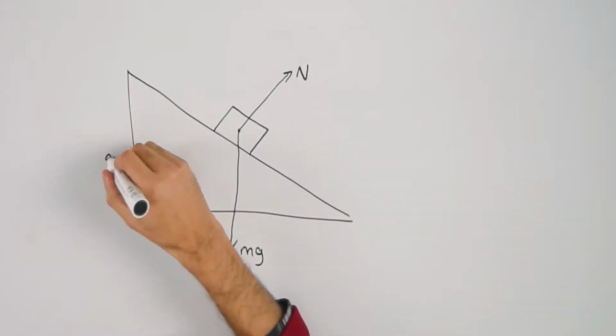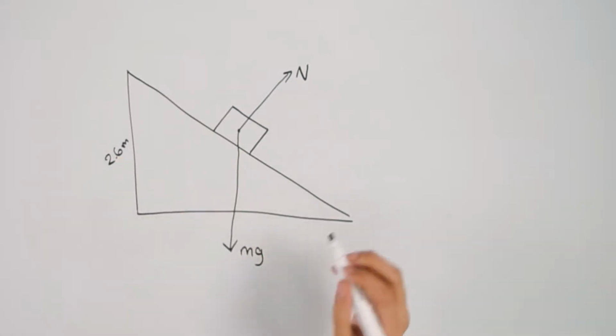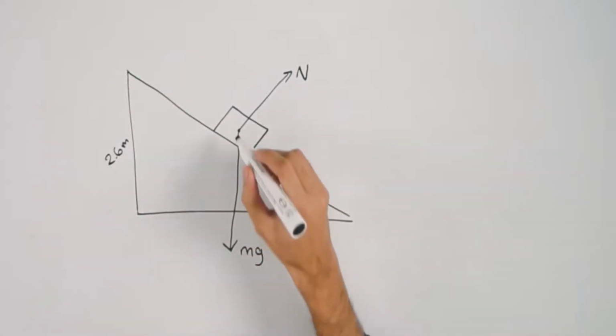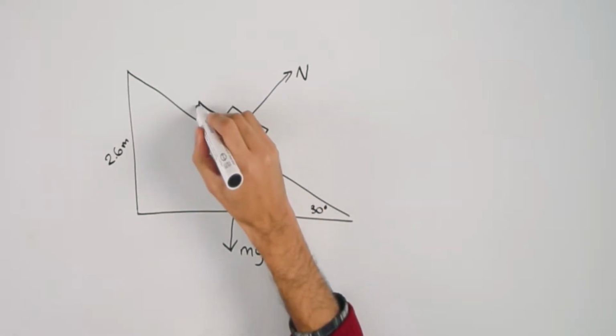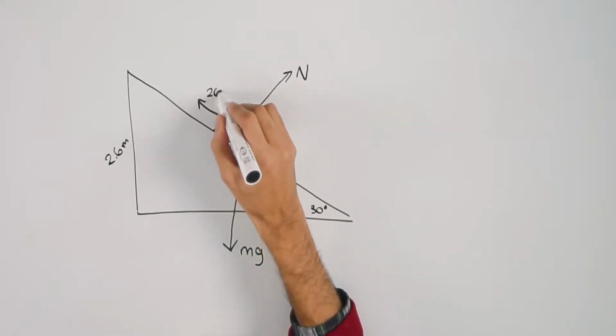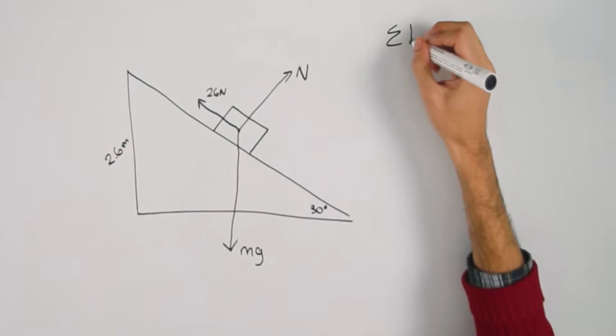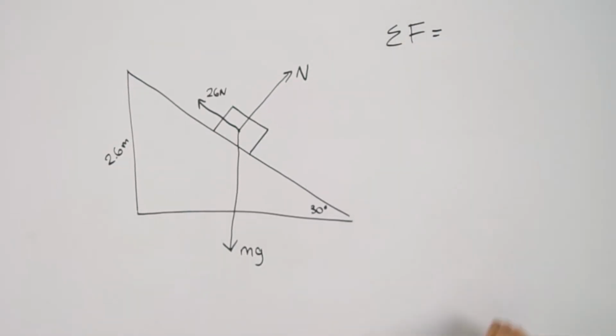We have 2.6 meters in height, and we have a 30-degree angle. And we have frictional force of 26 newtons going in the opposite direction of motion. So to work out her speed at the bottom of the slide, we're going to need to know her acceleration. So to work out the acceleration, we're going to need to work out the net force. The net force means the sum of all the forces all together.